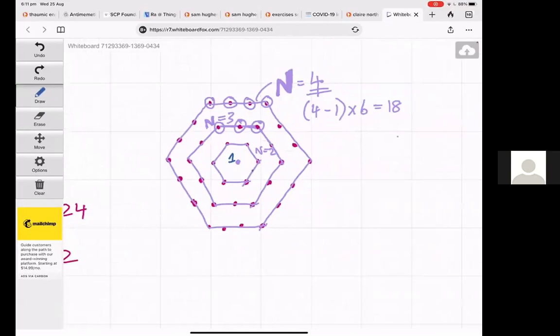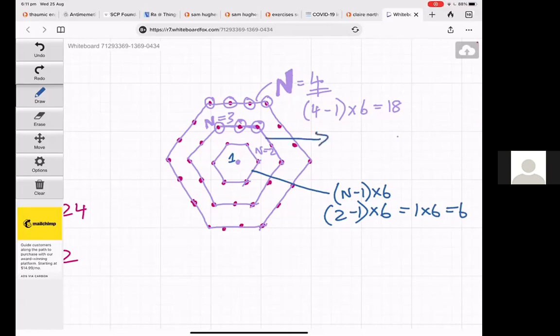For the n equals 2 hexagon, I can just do my formula, n minus 1 times 6, which is 2 minus 1 times 6, which is 1 times 6, which is 6. And for the n equals 3 hexagon, to count that, I just do 3 minus 1 times 6, which is 2 times 6, which is 12.